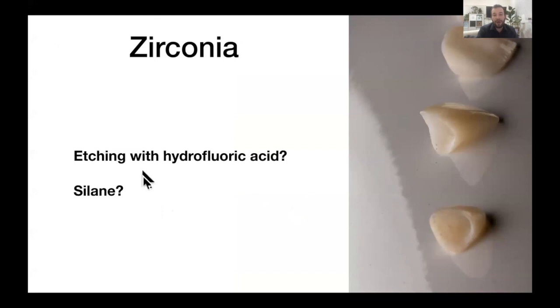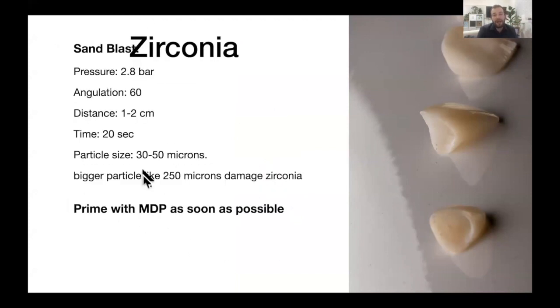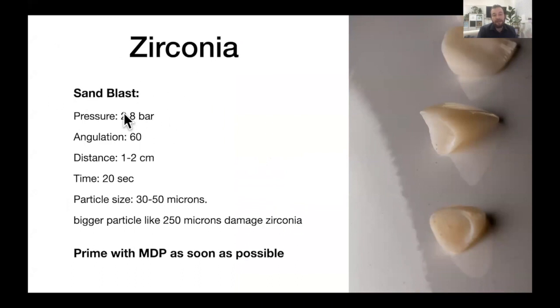As for zirconia, do we do acid etching with hydrofluoric acid and silane for zirconia? Of course not. What we do for zirconia is we replace the etching with sandblasting, and we replace the silane with MDP, okay? So I want you to take a photo or screenshot of this slide, because this is how you want to deal with your zirconia.